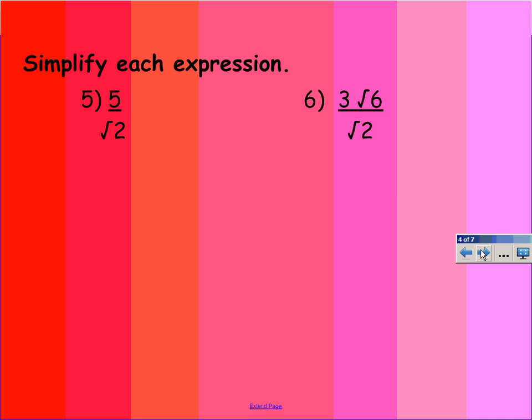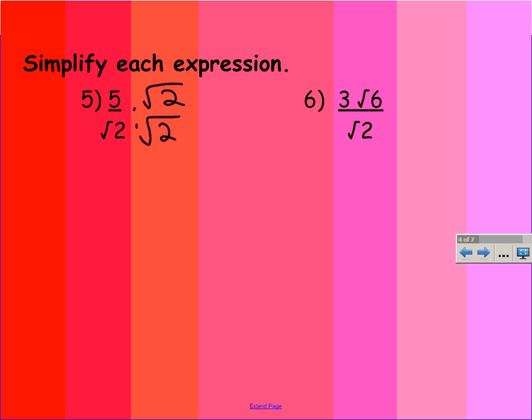All right, now you're going to see something a little different. You're going to start to see a radical in the denominator. Well, you cannot have a radical in the denominator, so we have to get rid of it. And so in order to do that, the first step is just to multiply by the radical. So the radical of 2, I'm just going to multiply by the radical of 2. So times the radical of 2. Whatever I do to the denominator, I'm also going to do to the numerator.